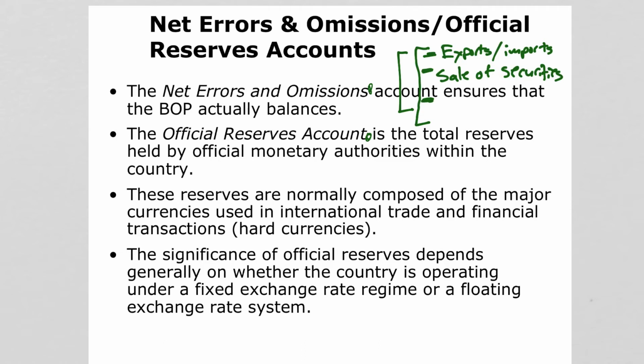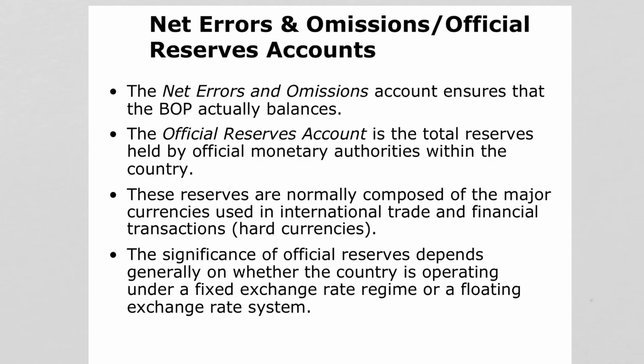If there's some participant, some economic participant, say an exporter, that doesn't actually report their export sales, perhaps because they want to avoid taxes or some export control, then that won't show up in the balance of payments account. So these errors will accumulate, and they'll accumulate in the net errors and omissions account.